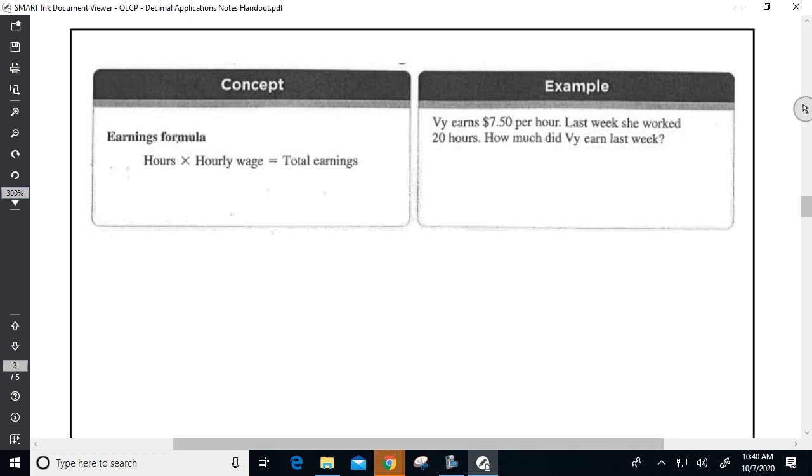Everyone should know a little something about this. Earnings. How much did I make by being at work? Trust me, no one is working for free. We all have bills to pay, things to do or things to take care of. So, earnings: number of hours times your hourly wage. Total earnings.